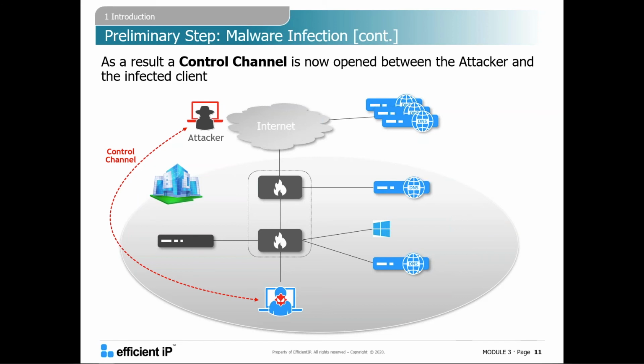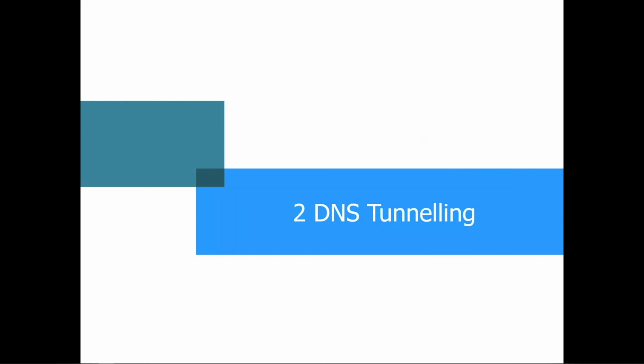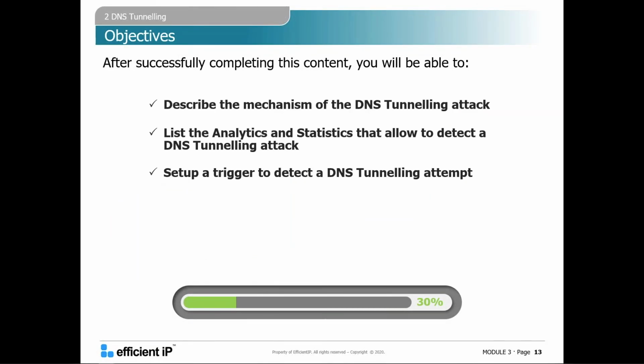Sometimes you will receive an email containing a very closely related domain name, which looks like a legitimate one, but if you look very closely, it doesn't. So we have to be very careful, because once that happens, the attacker might be able to control your laptop. So how do they do that? Through DNS tunneling. I will share with you the mechanism of DNS tunneling and how we can set up a trigger to detect a DNS tunneling attack.